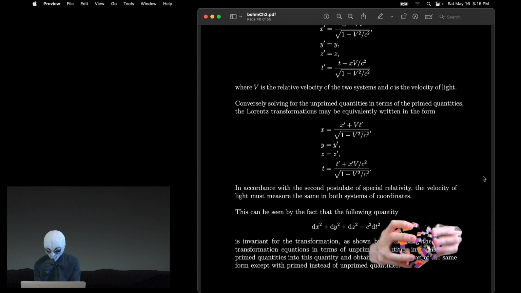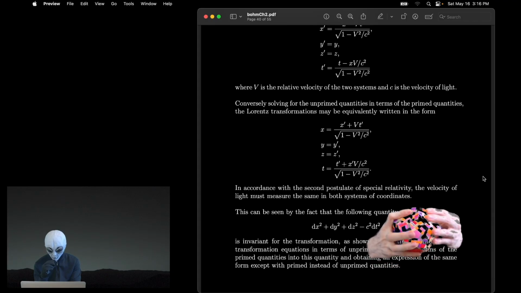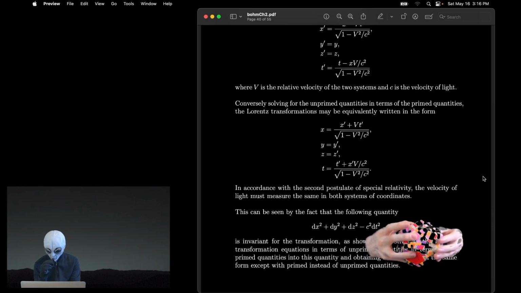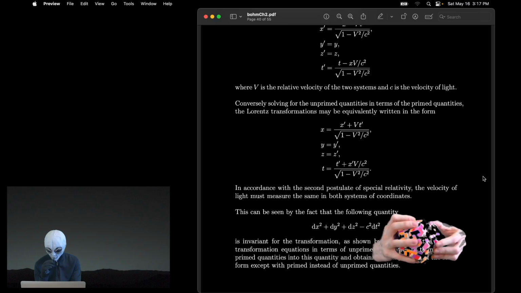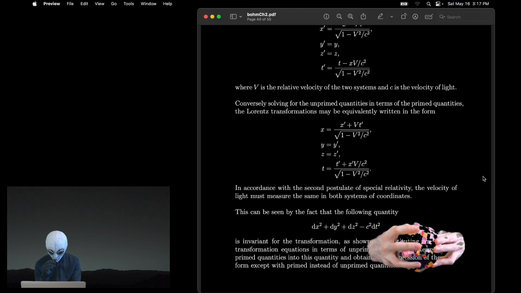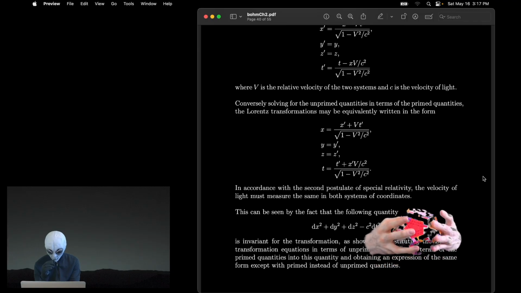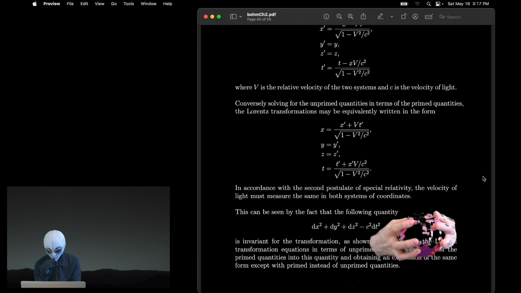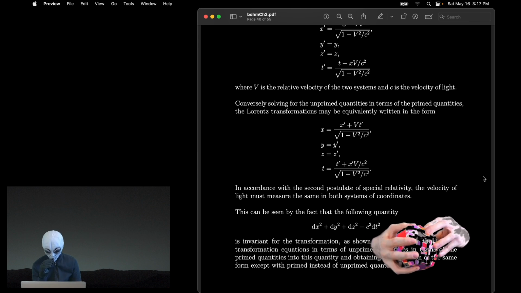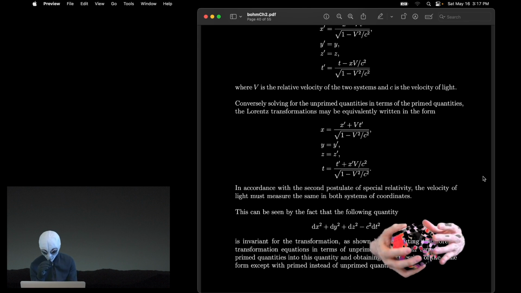Solving for the unprimed quantities in terms of the primed quantities, the Lorentz transformations may be equivalently written in the form x equals x prime plus V times t prime, all over the square root of 1 minus V squared over c squared. Then we have y equals y prime, z equals z prime, and t equals t prime plus x prime times V over c squared, all over the square root of 1 minus V squared over c squared.